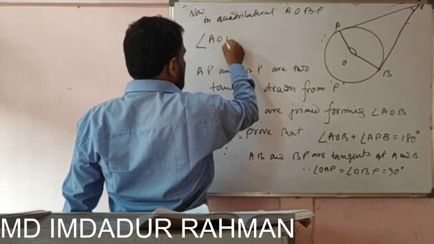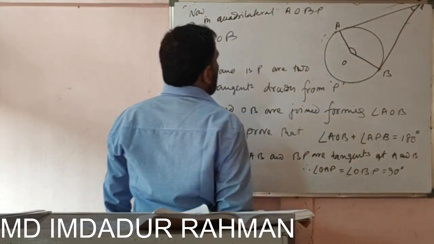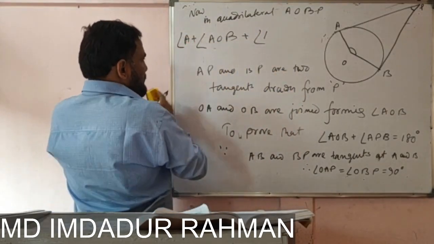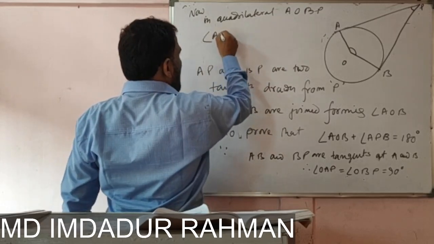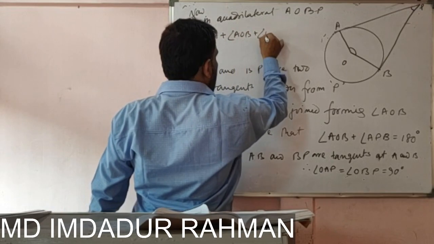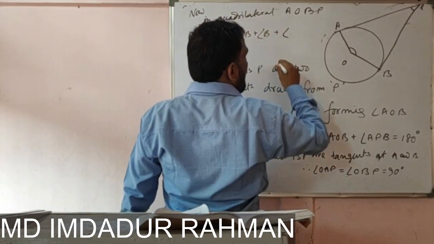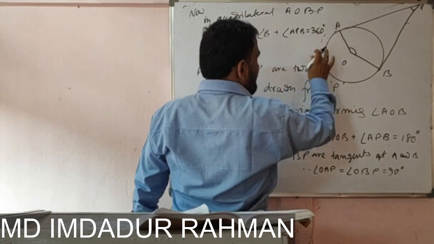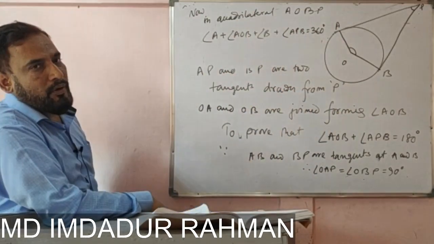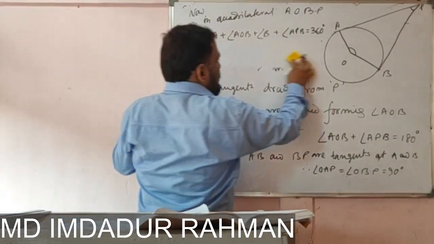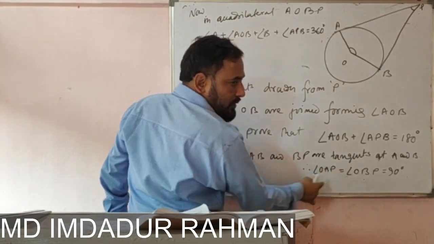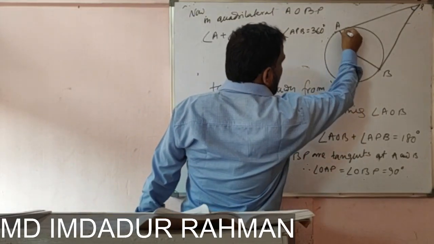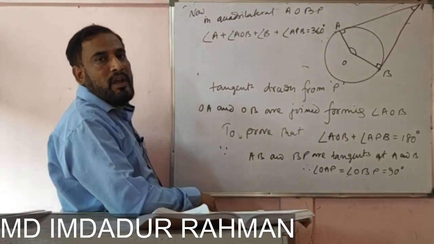we are getting angle A plus angle AOB plus angle B plus angle APB is equal to 360 degrees. The sum of the 4 angles of a quadrilateral is 360 degrees, but here you see angle OAP is 90 degrees and angle OBP is also 90 degrees, because OA and OB are perpendicular to AP and BP.